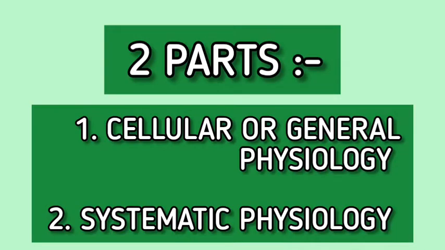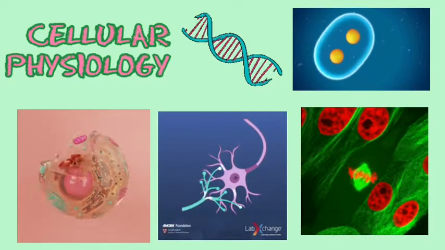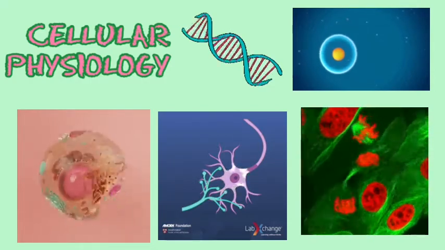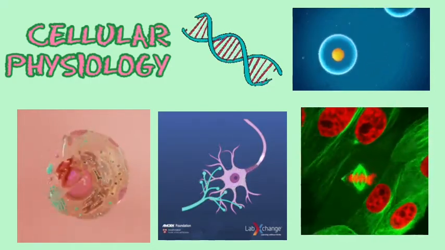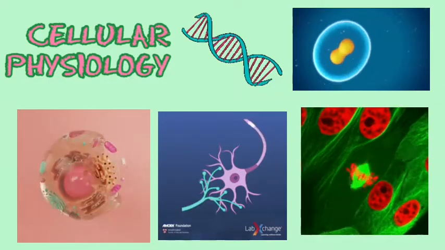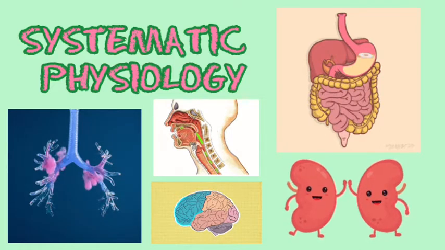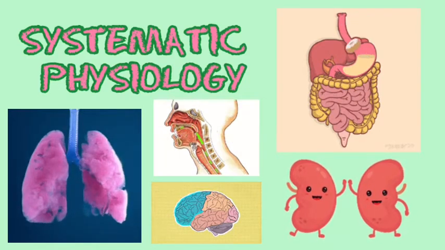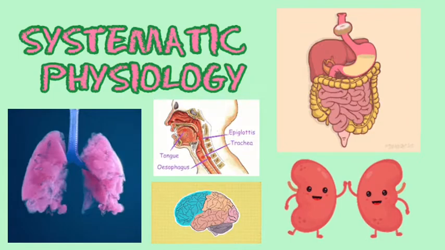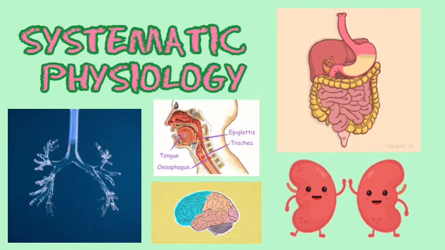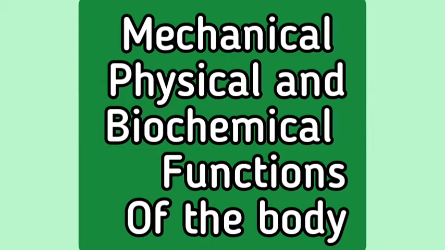We study physiology in two parts: cellular physiology and systematic physiology. Cellular physiology is the study of the functioning of cells and their interactions. It focuses on membrane transport and neuron transmission. In systematic physiology, we deal with the study of complex biological systems. So, human physiology is the study of mechanical, physical, and biochemical functions of the body.